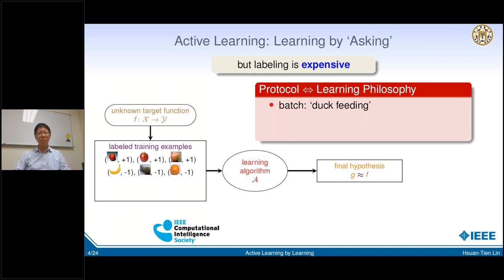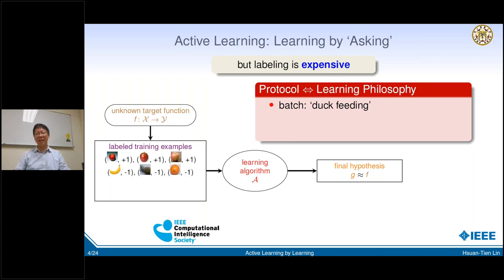Well, the traditional machine learning approach, we can view it like duck feeding. We just feed the machine learning algorithm with lots and lots of labeled training examples to try to get a final hypothesis that is close to the unknown target function that we want to learn. So this is just duck feeding. If we map this to how we teach the students in the classroom, this is just giving the students lots of books and notes and slides and everything to read, and not asking for any feedback from the student.